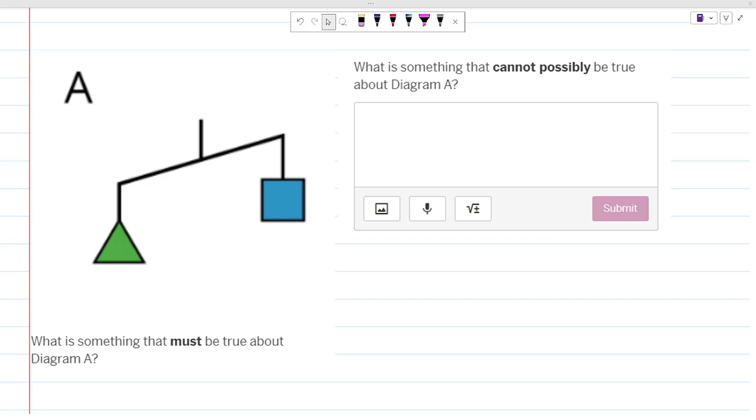You could even be more specific. You could say it cannot possibly be true that the square weighs 10 pounds and the triangle weighs 3 pounds, right? Because that would mean that the square is heavier than the triangle, and that can't be true.